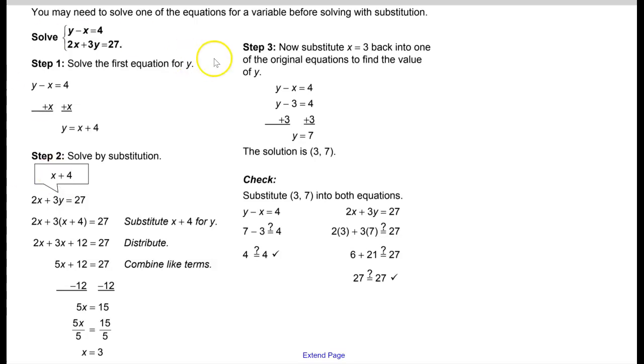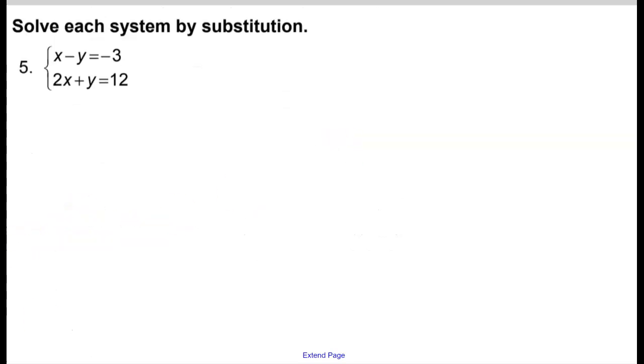So this one's already worked out for you, so you can go back and look at it. Let's do one and work it out together. All right, here it says solve each system of equations. Again, they're not solved for one of the variables. So I'm going to take this first one that doesn't have any non-1 coefficients, I'm going to say, and then solve for that one.